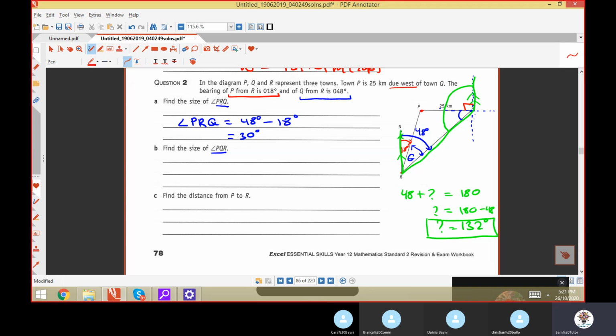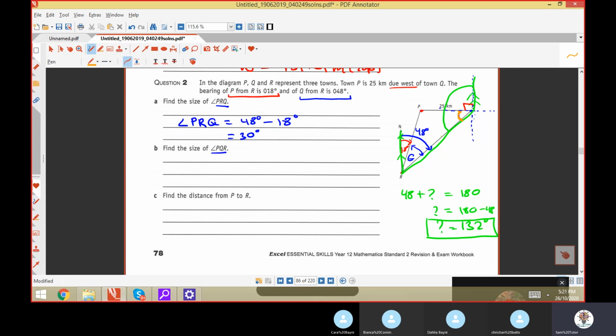So to find the size of PRQ, do you know how to solve that? That's just 48 minus 18. Yeah, I got that part. Okay, sweet. We can continue from there. Now we have to solve for PQR, which is only this orange part. Let's just color code that properly. It's orange, okay? We're only concerned about that part there.